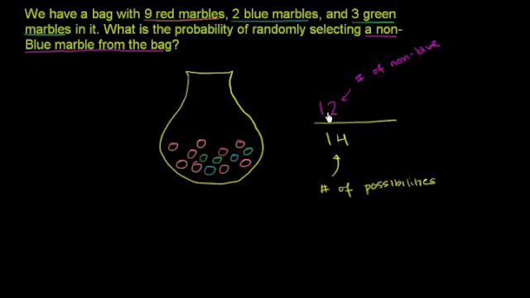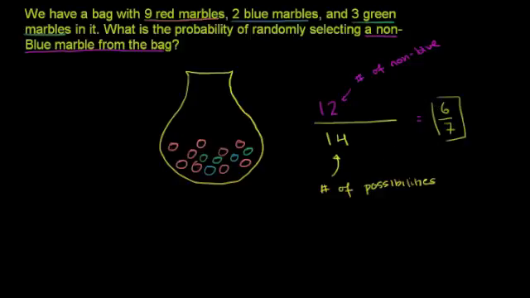And then if we want to, this isn't in simplified form right here, since both 12 and 14 are divisible by 2. So let's divide both the numerator and the denominator by 2, and you get 6 over 7. So we have a 6/7 chance of selecting a non-blue marble from the bag.